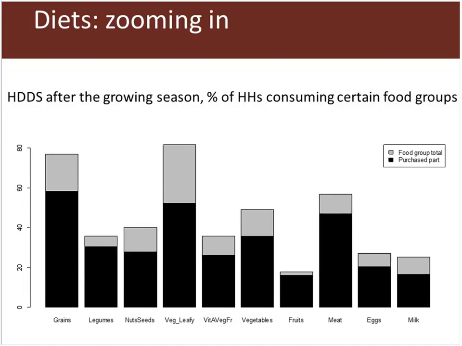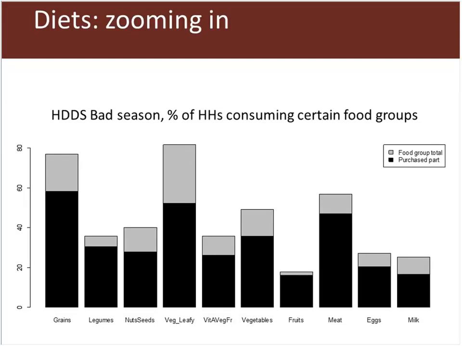But this picture completely changes when you look at the household diversity score in what the farmers call the bad season. So that's normally at the end of the dry season, going into the growing season, when there's still nothing to harvest. Then suddenly you see certain food groups almost completely disappear. For example, fruits, legumes, a lot of the vegetables, and you see that especially the purchased part is becoming much more important.